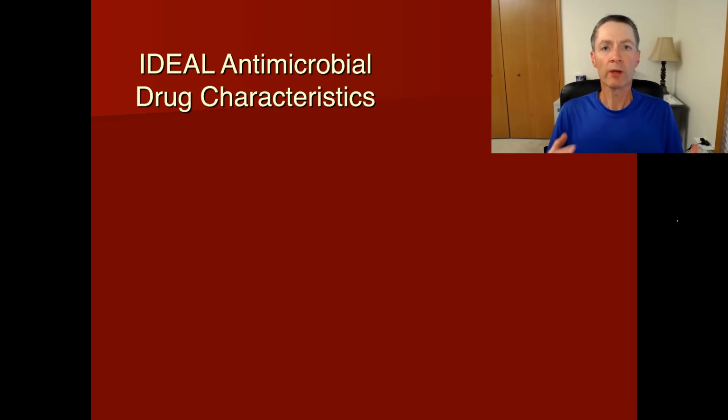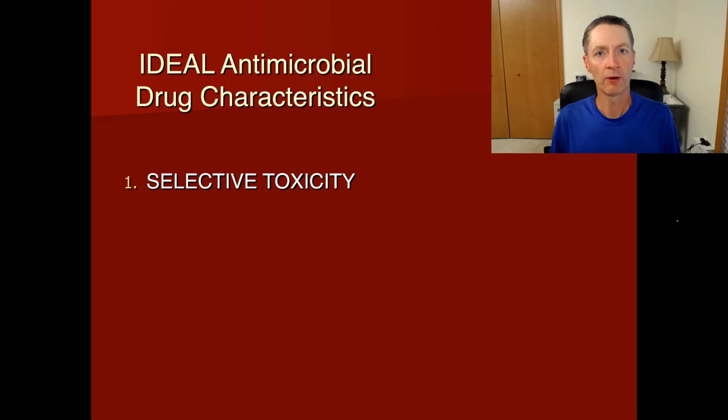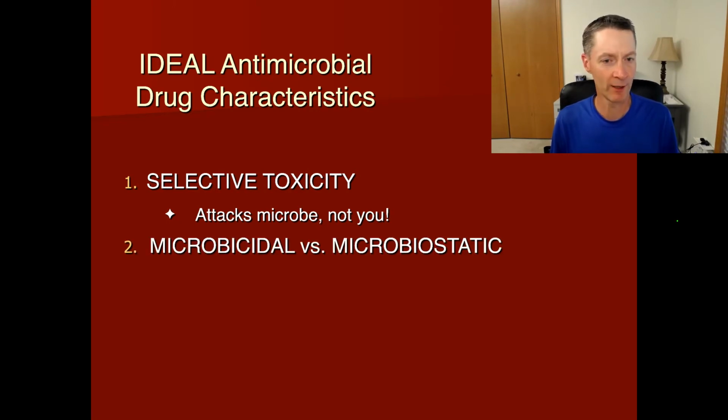So what are we looking for with an antimicrobial drug? What do we want in an antibiotic? We want a number of different characteristics. The key one that we're going for is I want it to kill bacterial cells and not my own. So that's kind of an obvious one. We want selective toxicity. We want to kill the microbe, not ourselves, not the being you're trying to save.